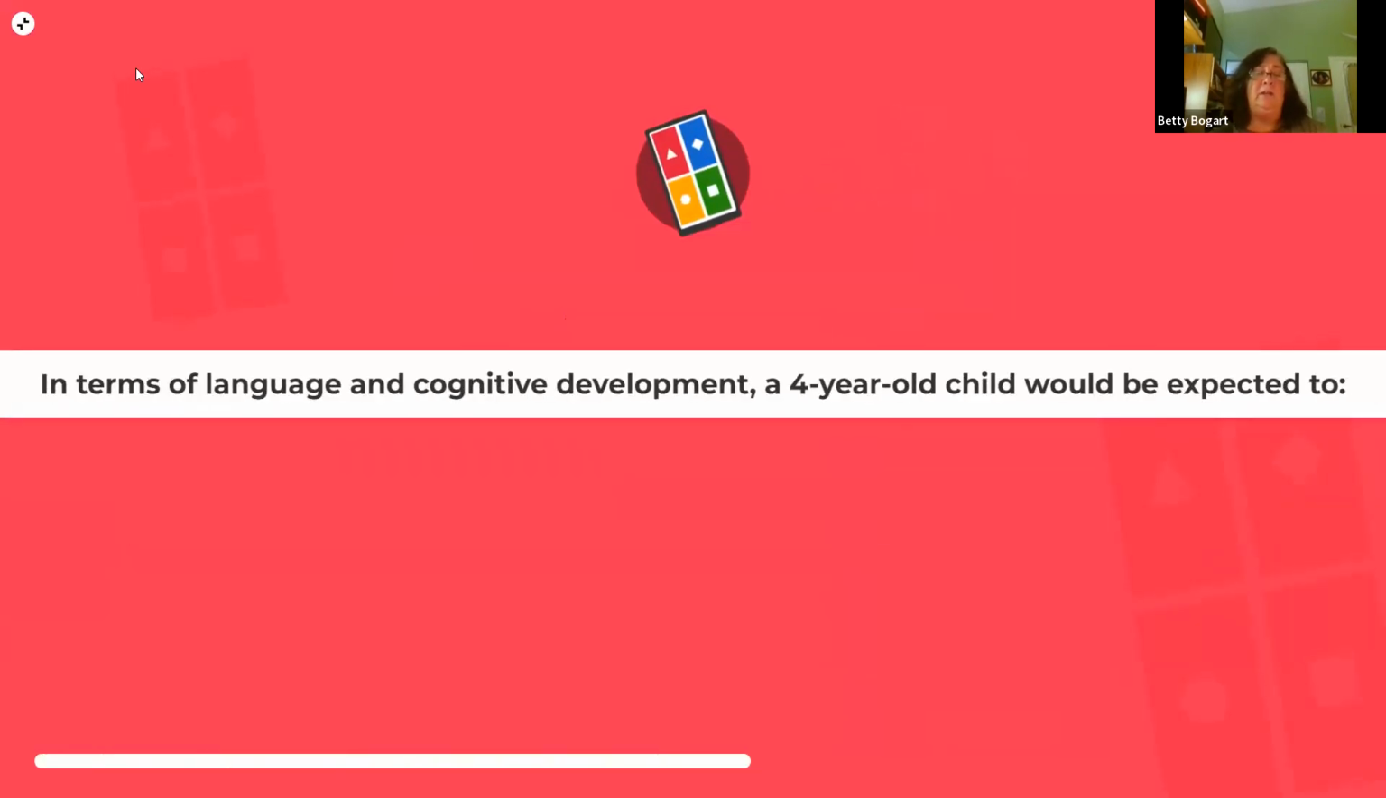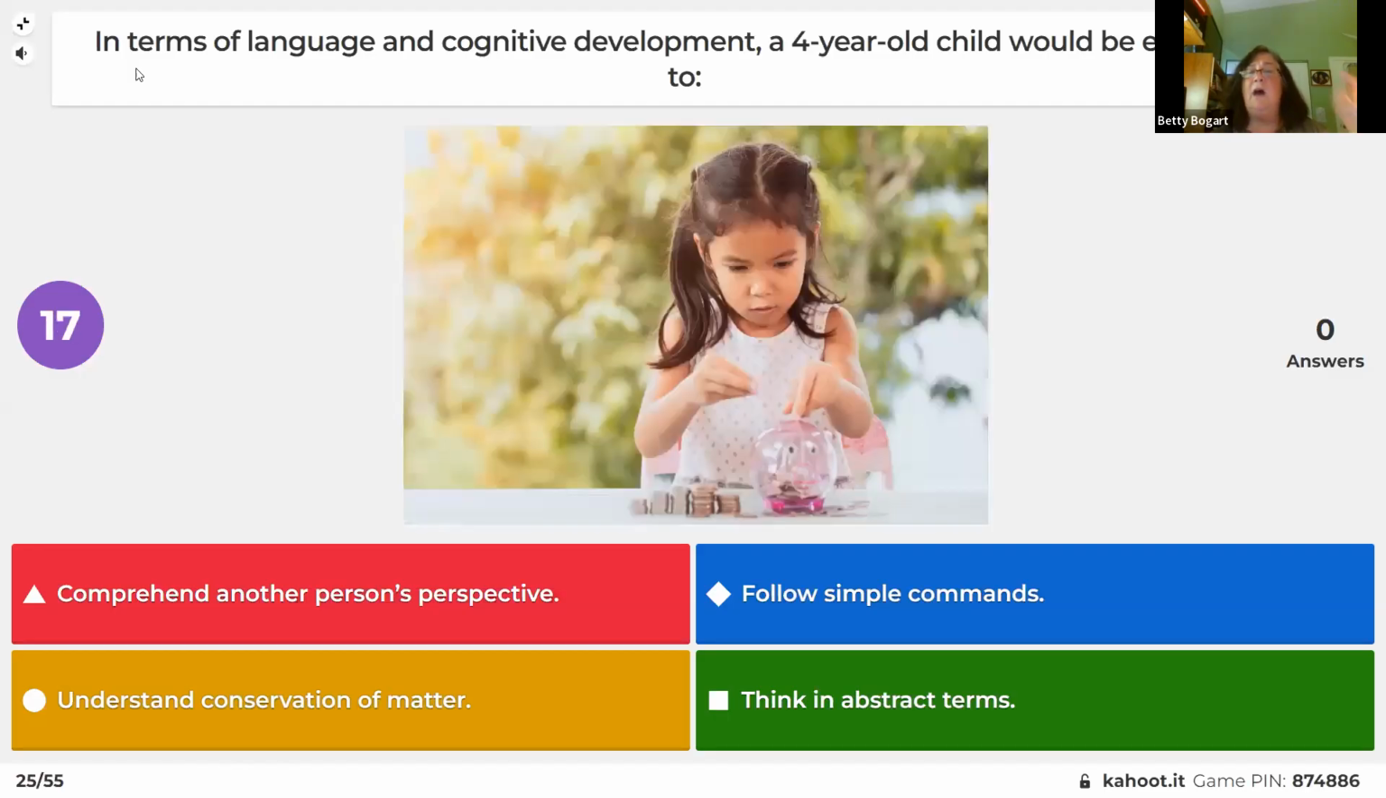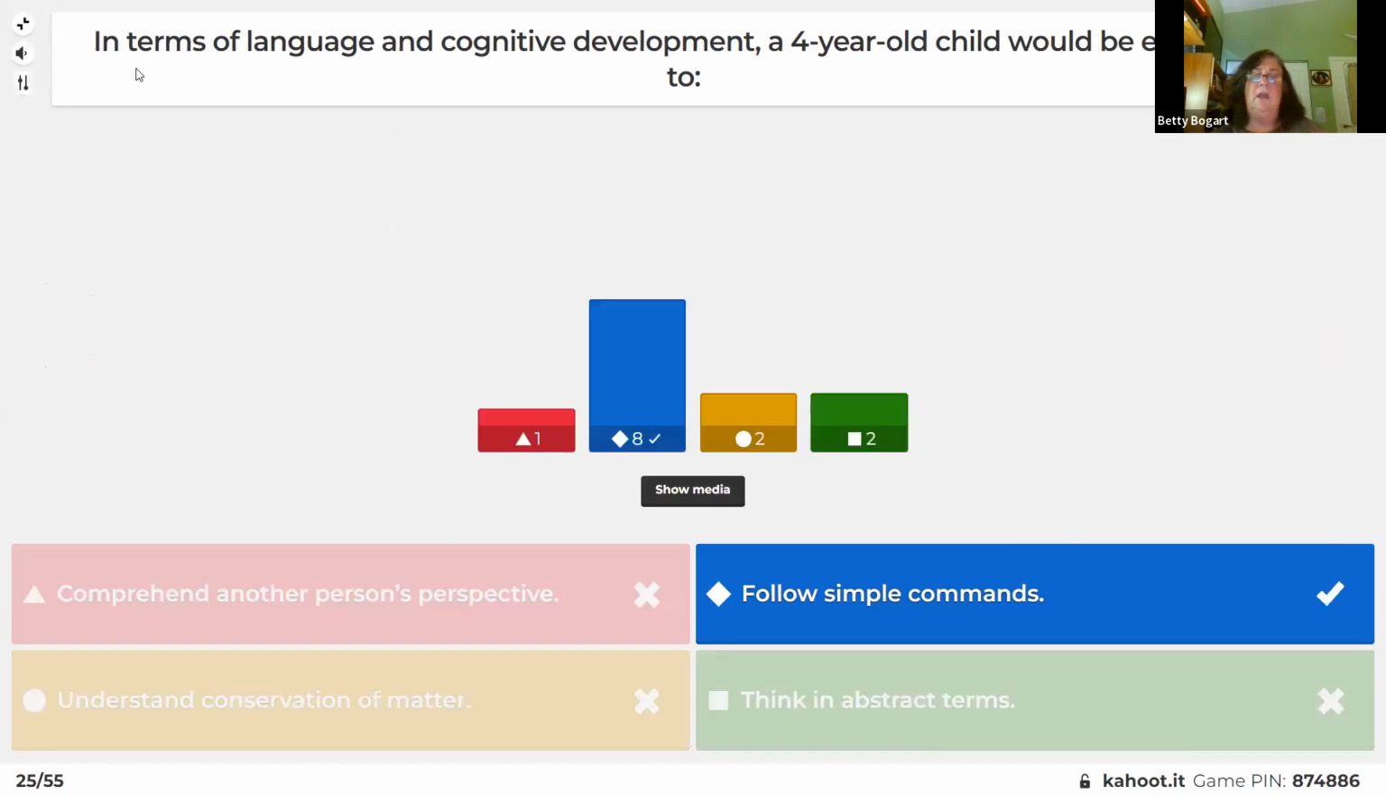In terms of language and cognitive development, a 4-year-old should be expected to what? Cognitive development, the way they think, the way they understand. They should be able to follow a command. Take your plate and put it on the kitchen counter. Put your shoes by the door. Take your clothes, put them in the dirty laundry. They should be able to follow simple commands.